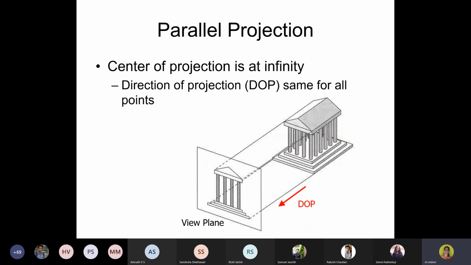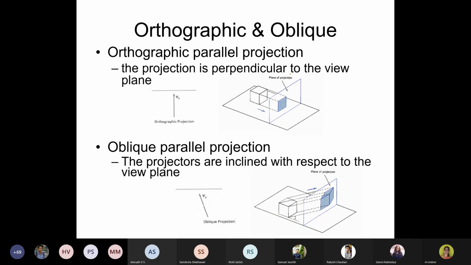An example is specified here with the center of projection. As I told you earlier, there are two different ways we can project the object. Either you can keep the center of projection fixed and rotate the object to view the different views, or keep the object fixed and move the view plane or the center of projection, by which you can get different views of the object.